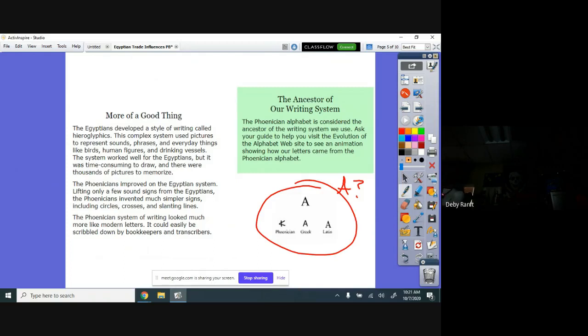The ancients of our writing system, the Phoenician alphabet, is considered the ancestor of the writing system we use. Ask your guide to help you visit the evolution of the alphabet website to see the animation show how our letters came from the Phoenician alphabet.